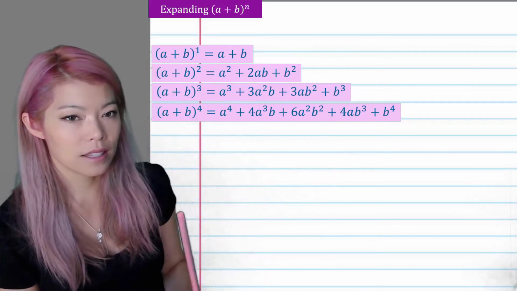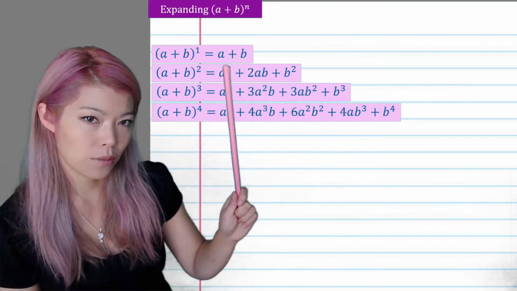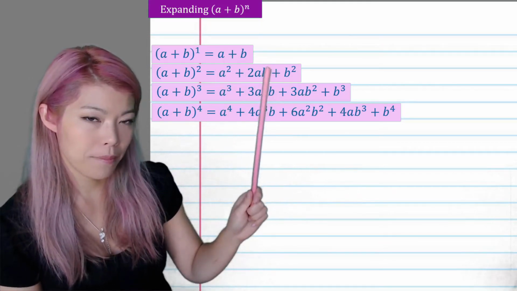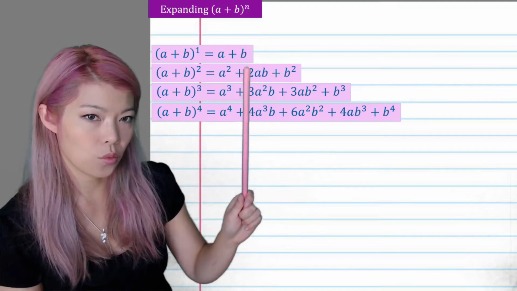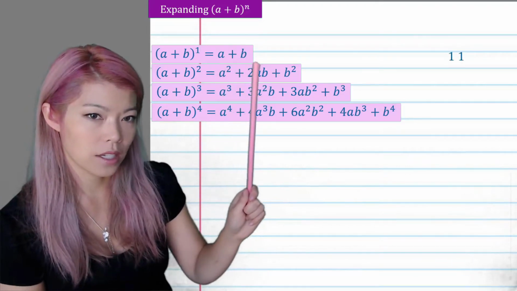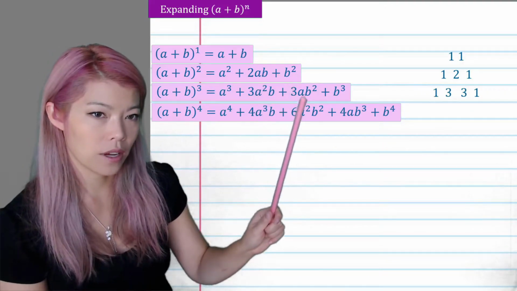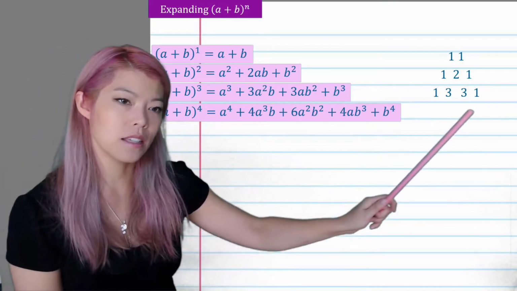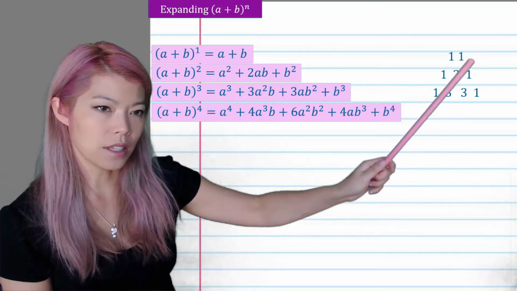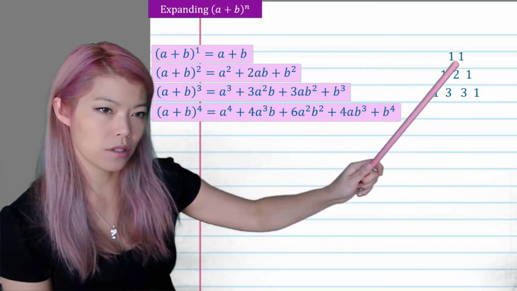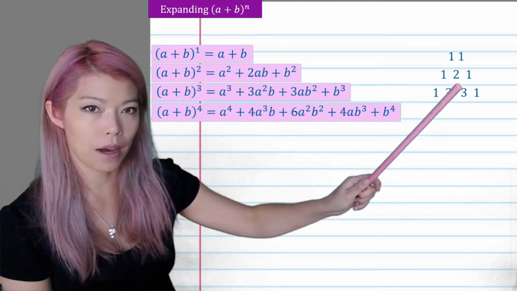Let's see if you can see a pattern aside from the a's and the b's. What about the numbers? Here we have 1 and 1. Here we have 1, 2, 1. Here we have 1, 3, 3, 1. And see this pattern here. Can you see what's happening here? So the two numbers on top add up to be the number at the bottom.